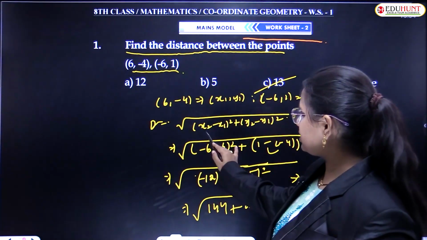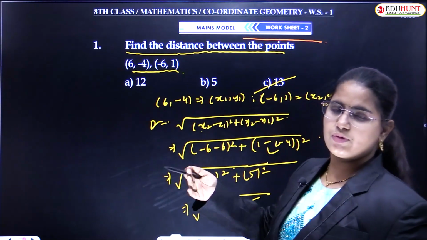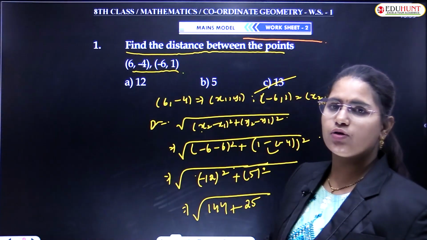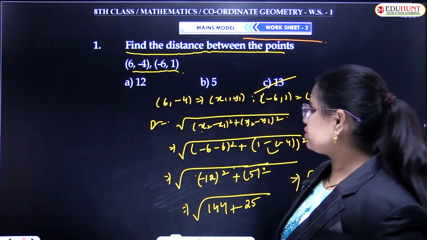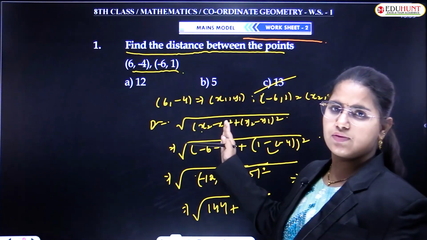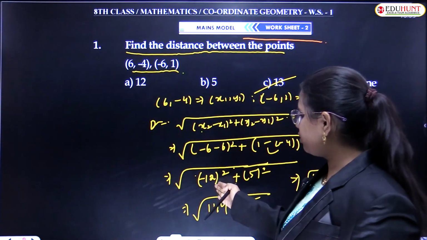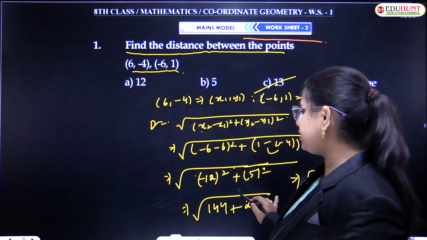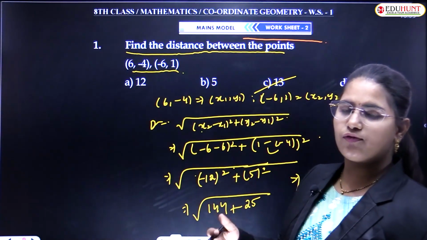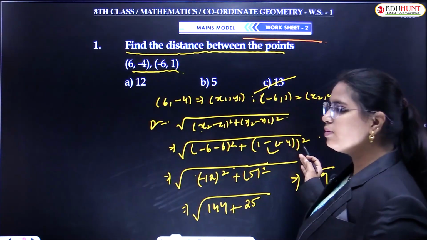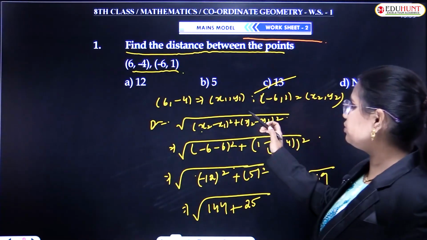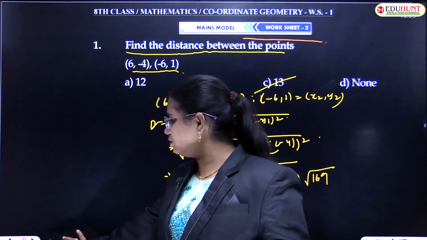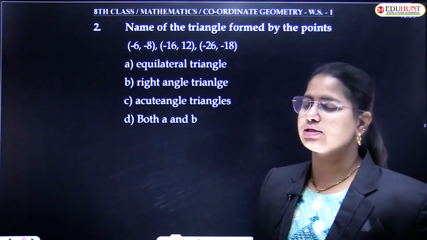Correct? So what is the distance formula? Distance between 2 points formula: root (x2 minus x1) whole square plus (y2 minus y1) whole square. So I have substituted both the points x1, y1 and x2, y2. I got minus 12 square plus 5 square. 12 square is 144, 5 square is 25. 144 plus 25 is 169. Under root 169 the value is 13. Clear with the first question? Shall we get to the next one?